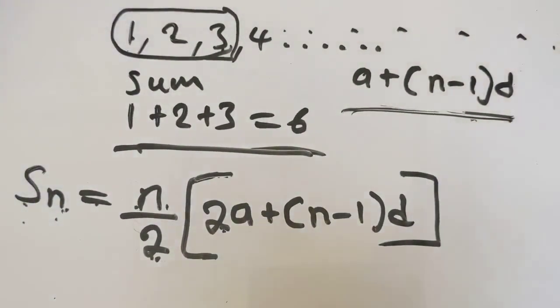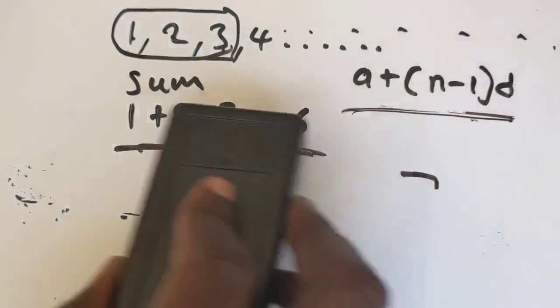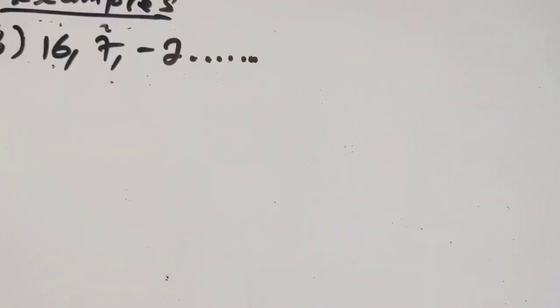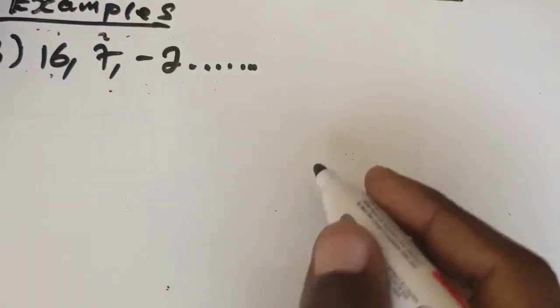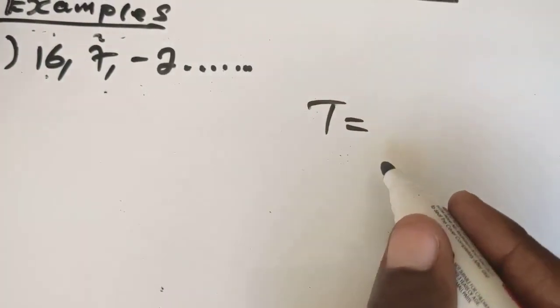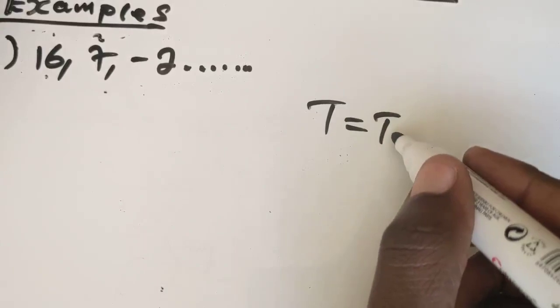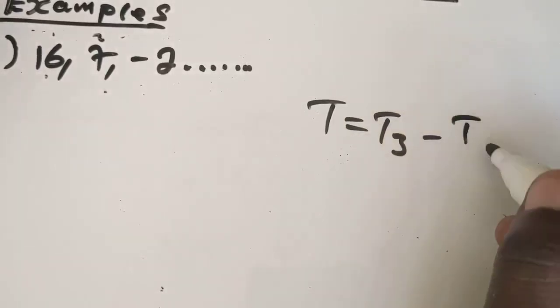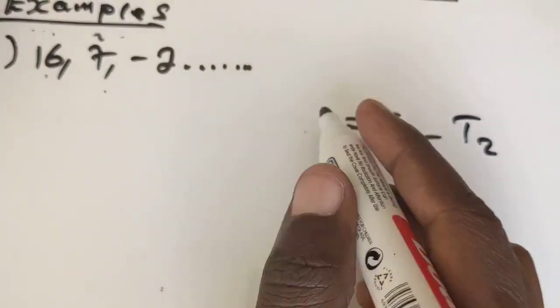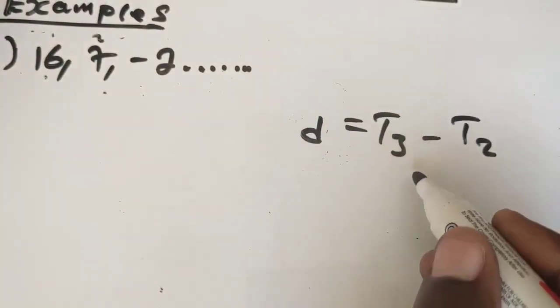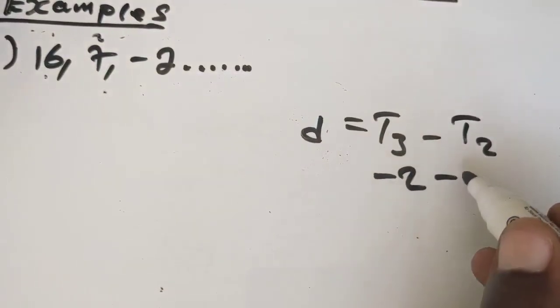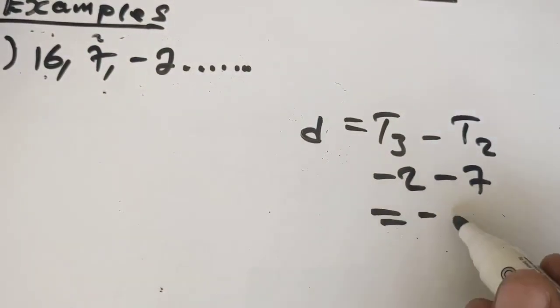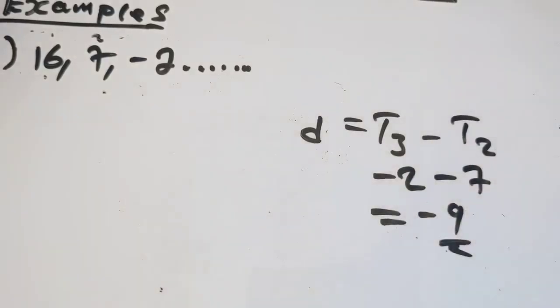So if you are asked to find the sum of the 10th term, you still need to find the common difference. So the first thing, you find the common difference. You say term 3 minus term 2, so negative 2 minus 7, like that, you find that it is negative 9.